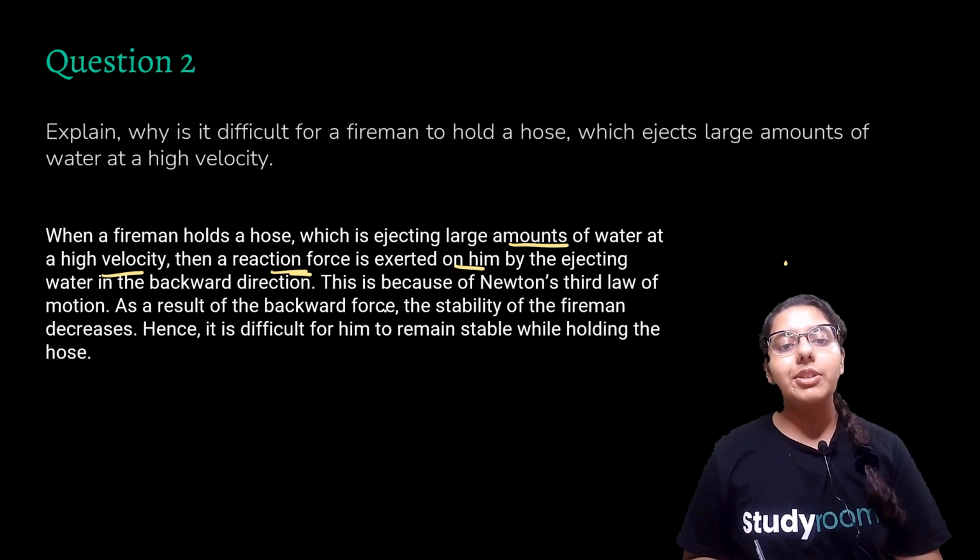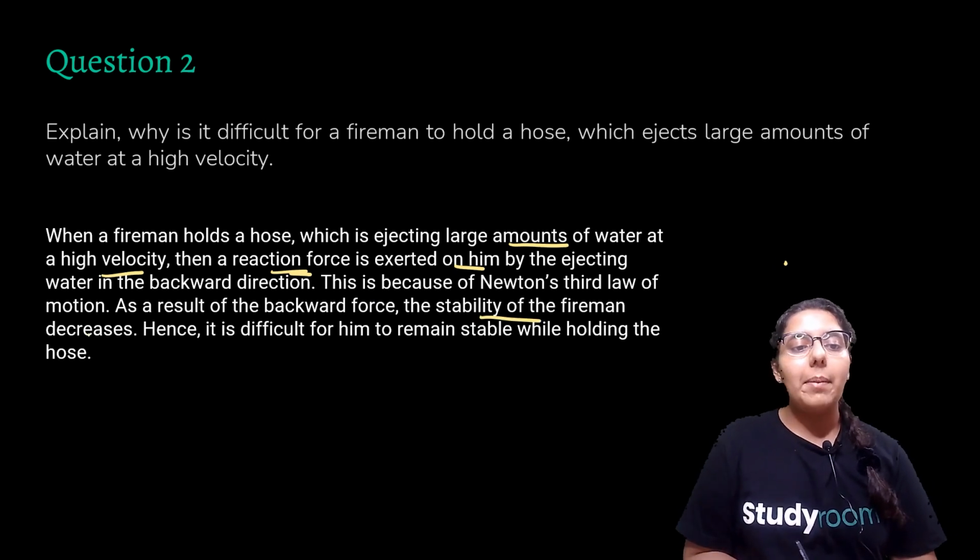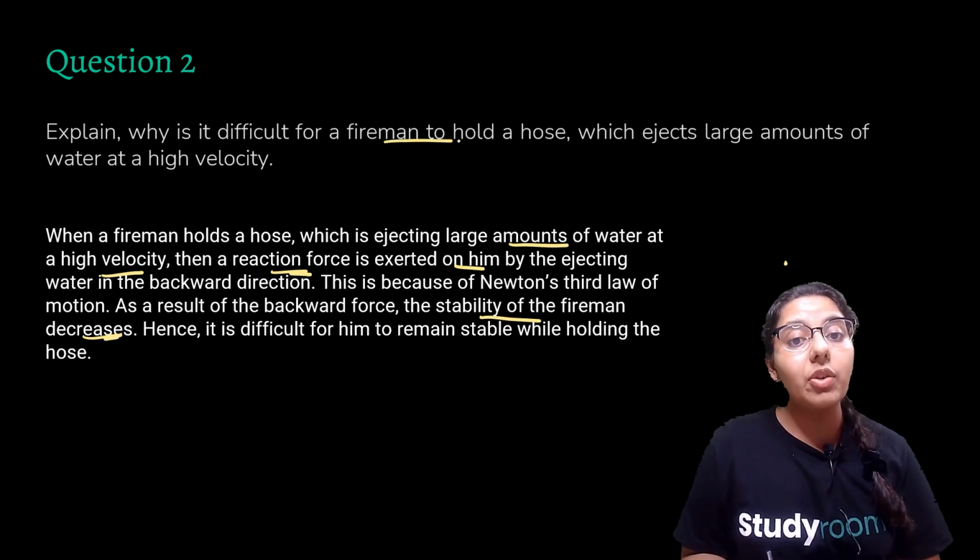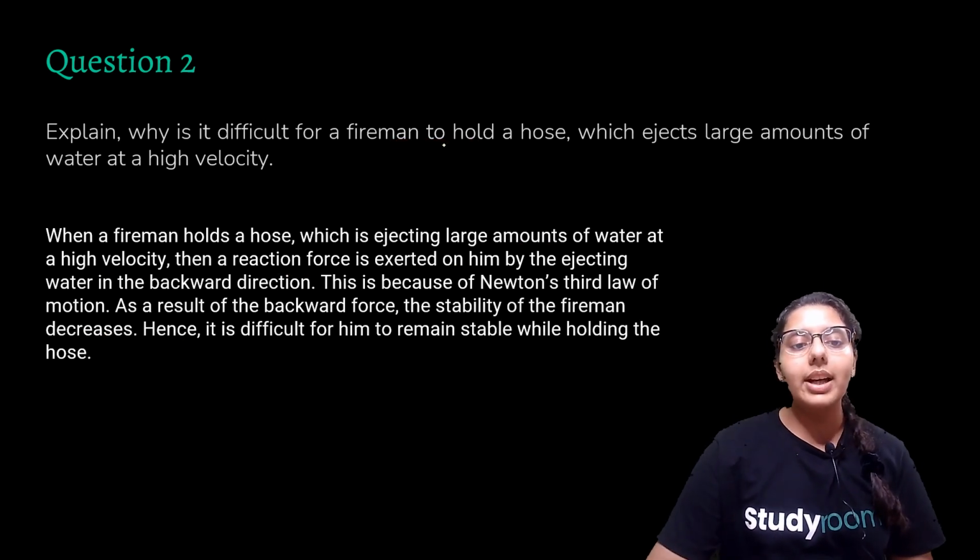As a result of the backward force, the stability of the fireman decreases. That's why it is difficult for the fireman to hold the hose, right?